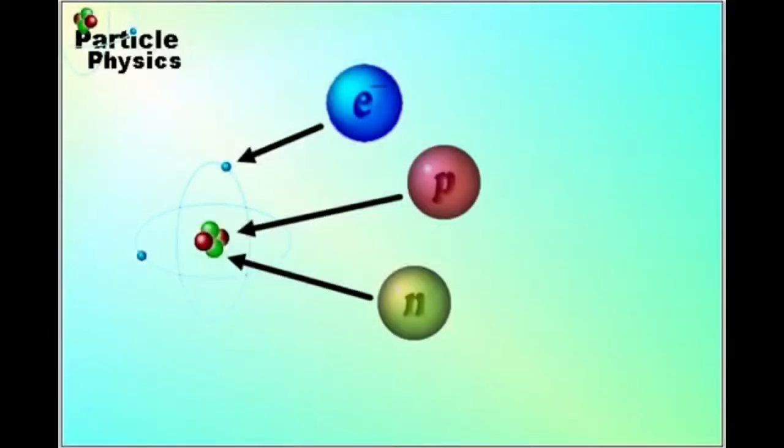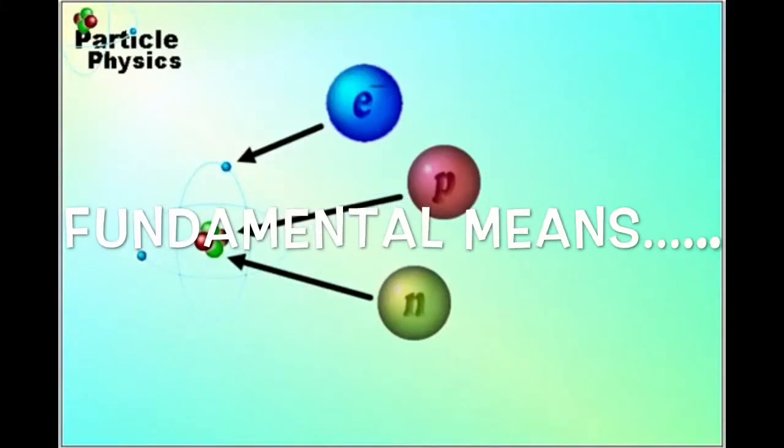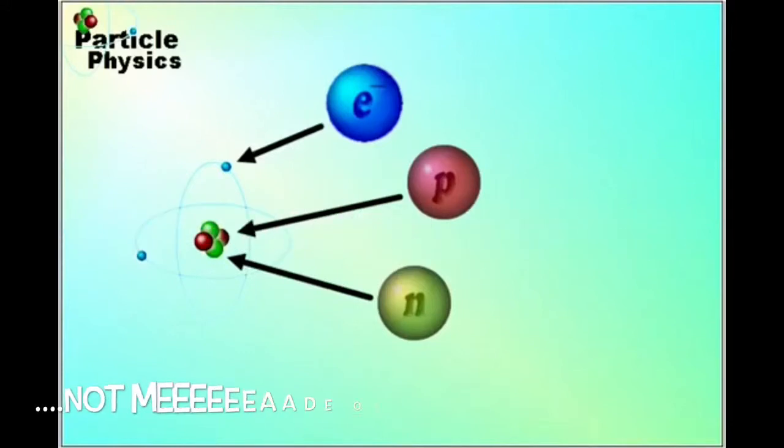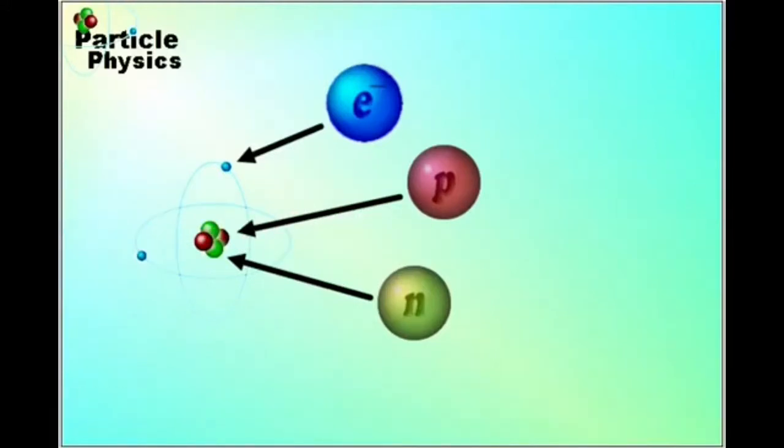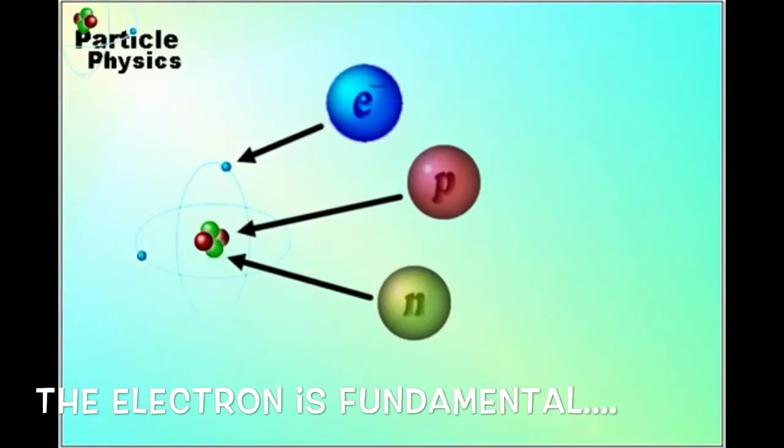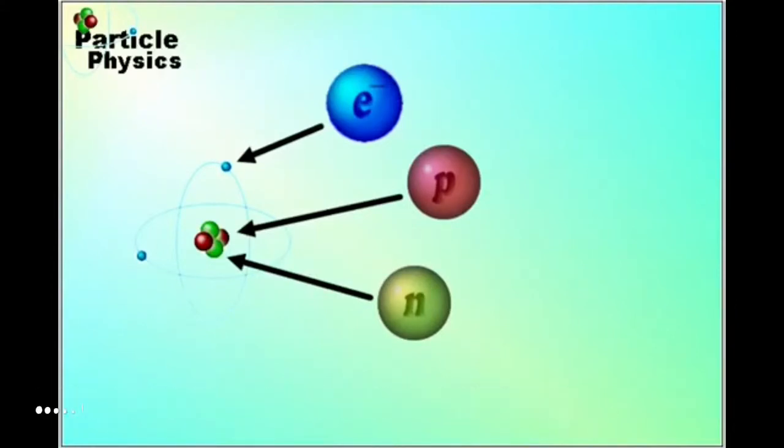Now, for some considerable time it was thought that these 3 particles were fundamental. So when we say fundamental, we mean that that particle is not made of anything smaller. But it turns out that only one of these particles is fundamental. It's the electron. It's not made of anything else. It is part of the lepton group, and they are fundamental particles.